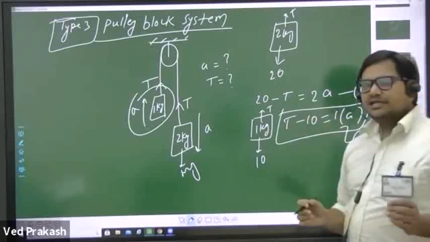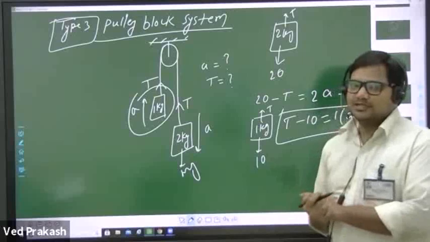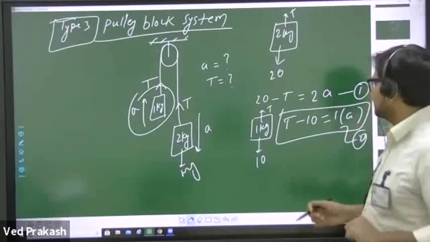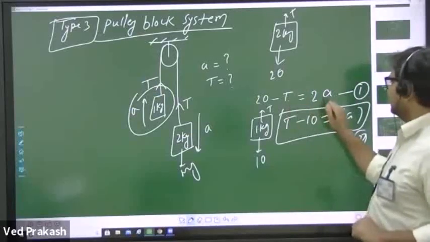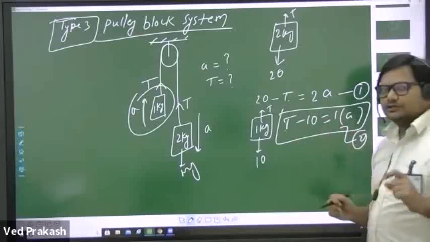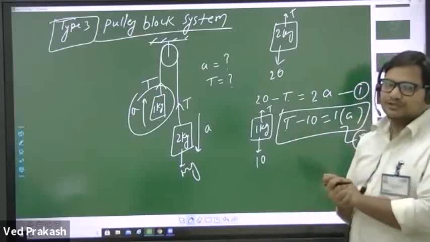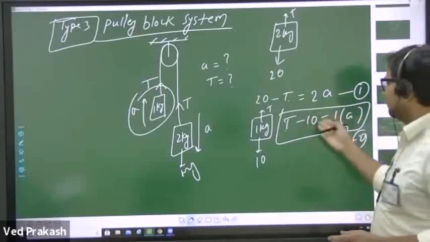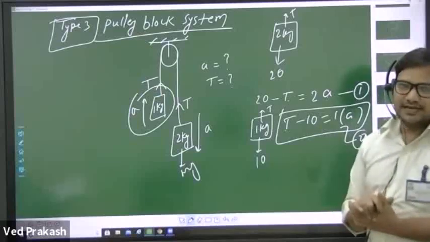As you can see here, there are only 2 variables and we also have 2 equations. The variables are T and A here, and also T and A here. So we have 2 variables and 2 equations, so we can easily solve these 2 equations and get the values of T and A.